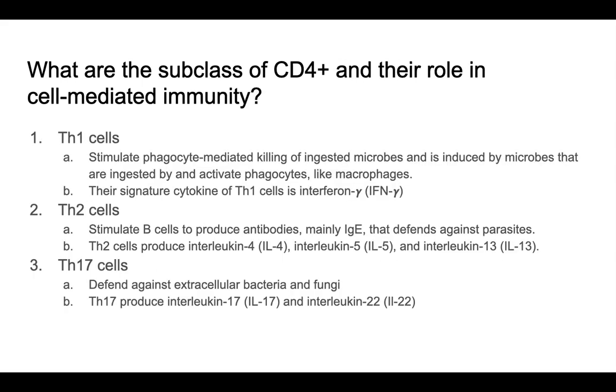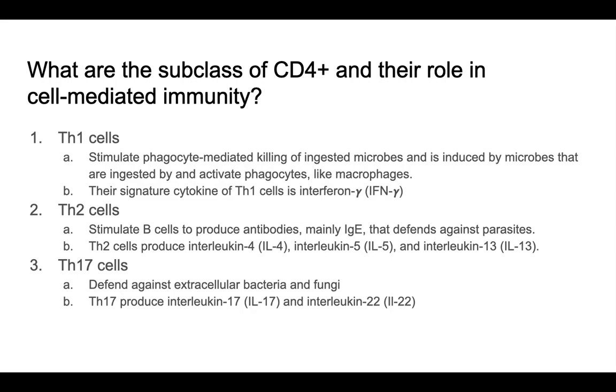What are the subclasses of CD4 plus and their role in cell-mediated immunity? The first one is T helper 1 cells, which stimulate phagocyte-mediated killing of ingested microbes and is induced by microbes that are ingested by and activate the phagocytes like macrophages. The signature cytokine of T helper 1 cells is interferon gamma.